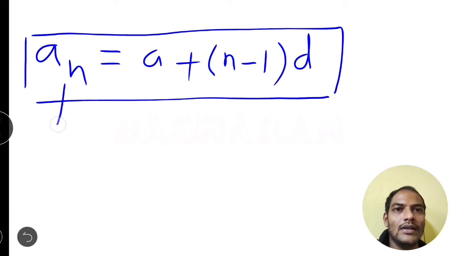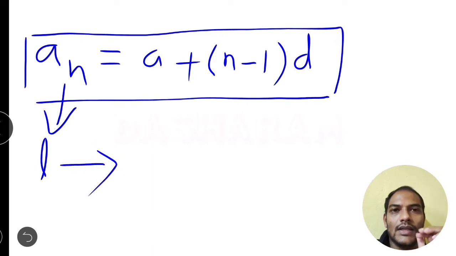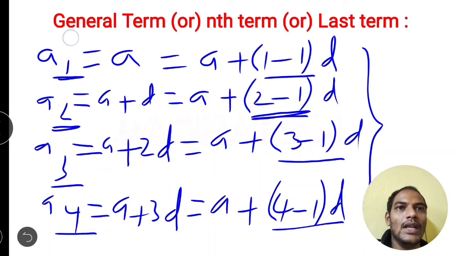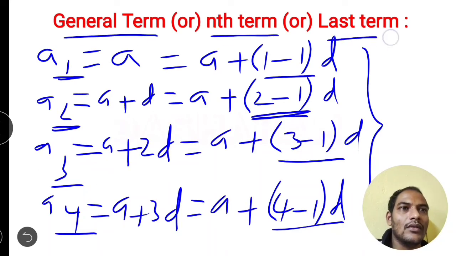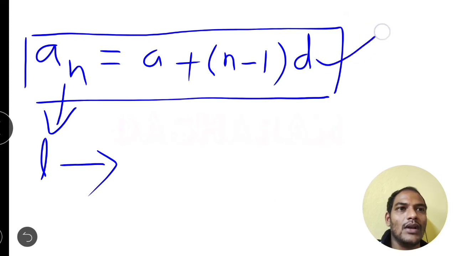And this nth term is denoted with L also. L is nothing but the last term. And one more name for this is the general term. So there are a total of 3 names for this formula. Okay. So a plus n minus 1 into d. Using this formula you can find out any term in the given AP.